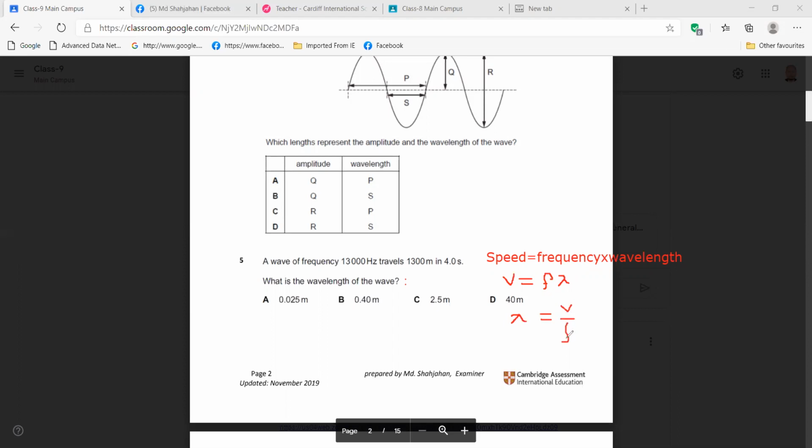Now your F is given, right? Which one is F? What is the value of F? 13,000 hertz. Then what is the value of speed? Is speed given directly? Speed is not given directly. You have to find it by the formula of speed. What is the formula of speed?